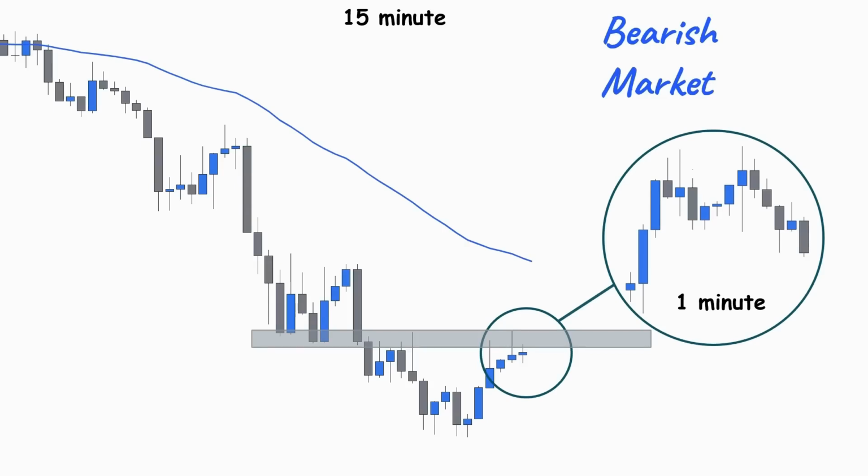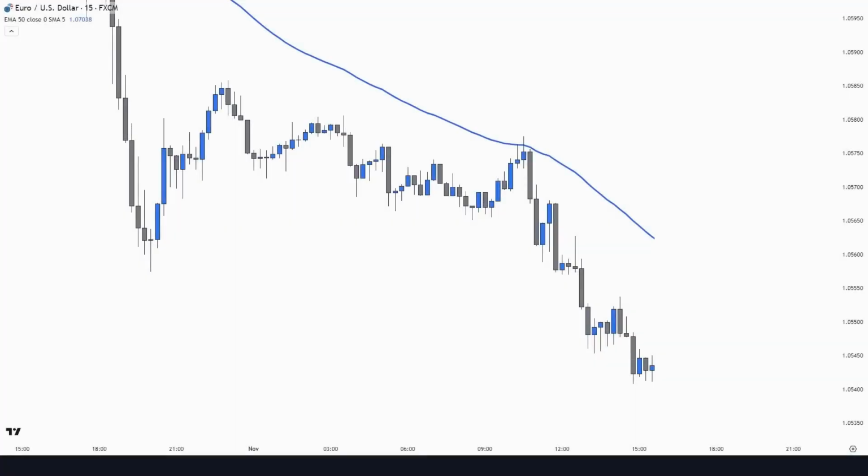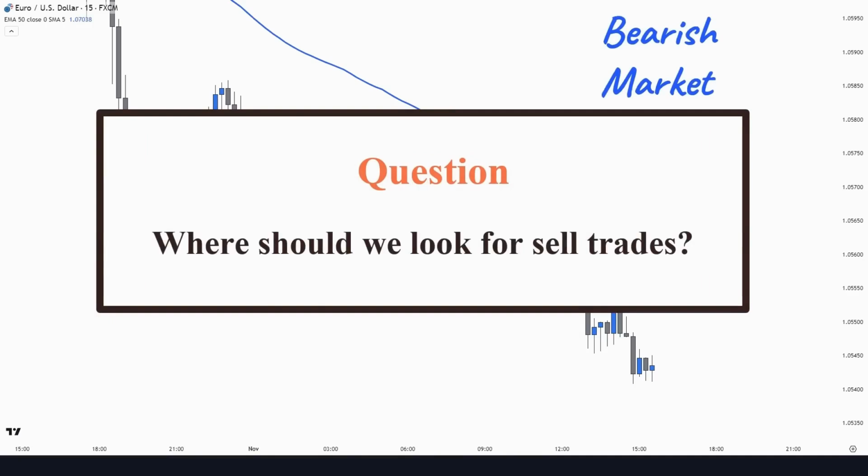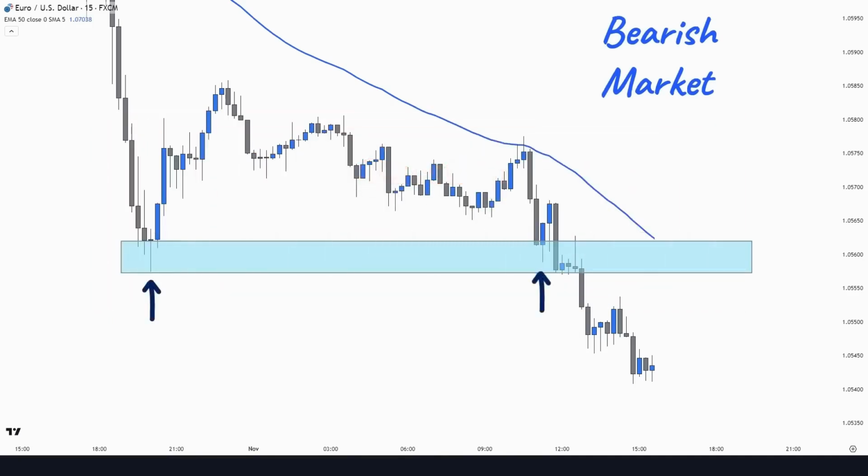Now, let's have some real chart examples to show you what goes through our minds when trading opportunities arise. Here on the Euro-Dollar 15-minute chart, we can see that the price is trending below the 50 EMA. So we have a moving downtrend, and we are only interested in selling this market. Now, here comes a question. Where should we look for sell trades? We know that this level has acted as strong support recently. So, after this breakout, support turns resistance, possibly providing us with a trading opportunity.